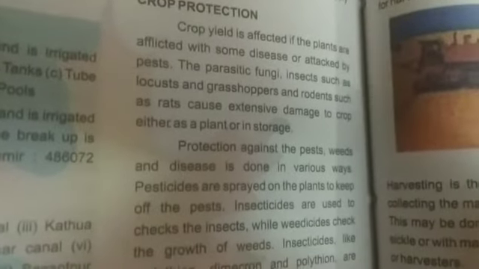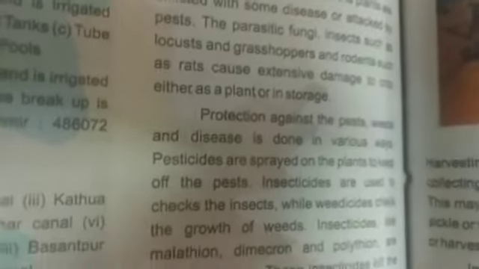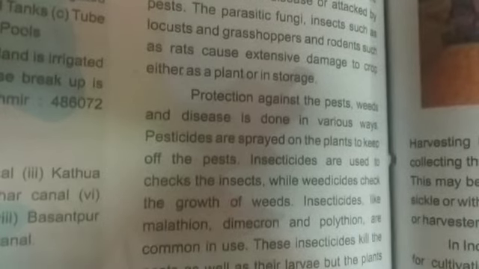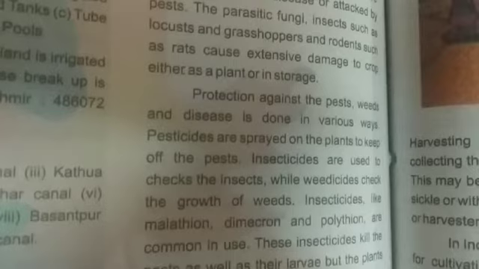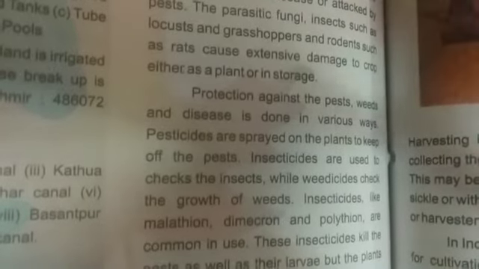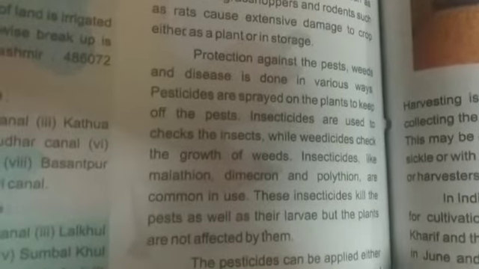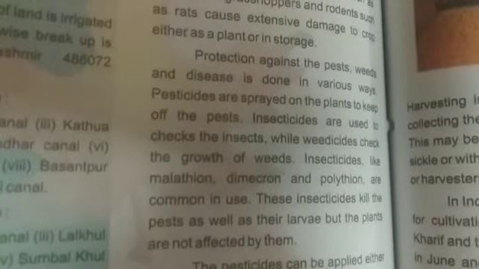Protection against pests, weeds and diseases is done in various phases. Pesticides are sprayed on the plants to keep off the pests, so that the pests will remain away. Insecticides are used to check the insects, while weedicides check the growth of weeds. Insecticides like malathion, dimethoate and parathion are common in use.